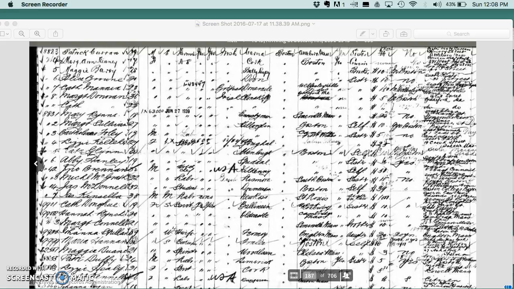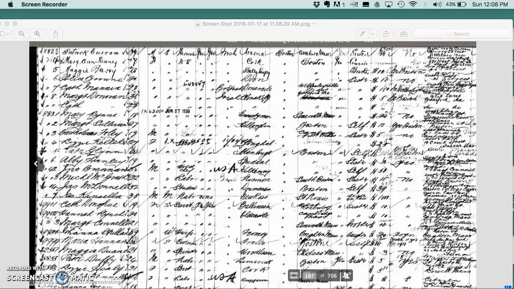We learn how much money the person has that they're traveling with, and specifically whether or not the amount of money is more or less than $30. We learn from these passenger lists if the person has been in the United States before, and if so, where. So I actually learned from my ancestor, looking at this passenger list, that she actually had been in the United States before, which was a piece of information I was not aware of.